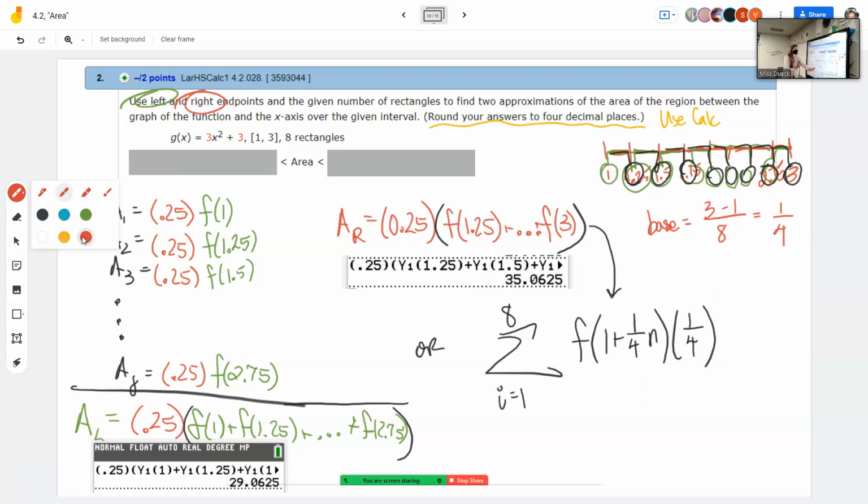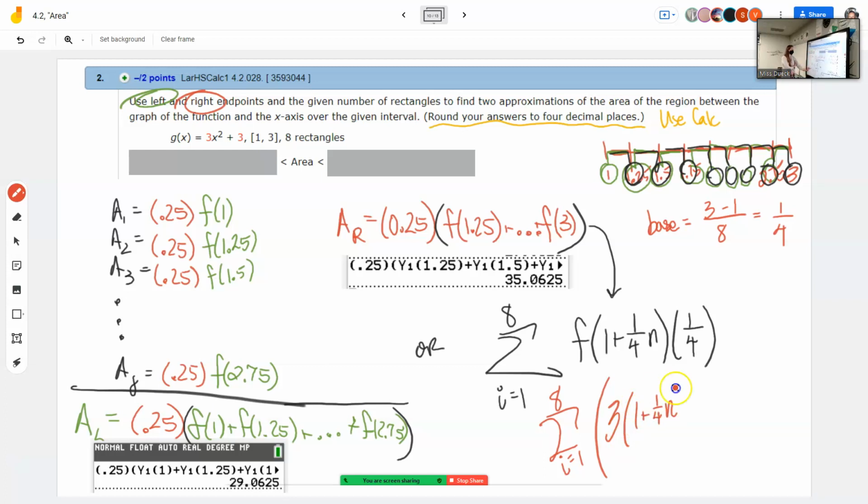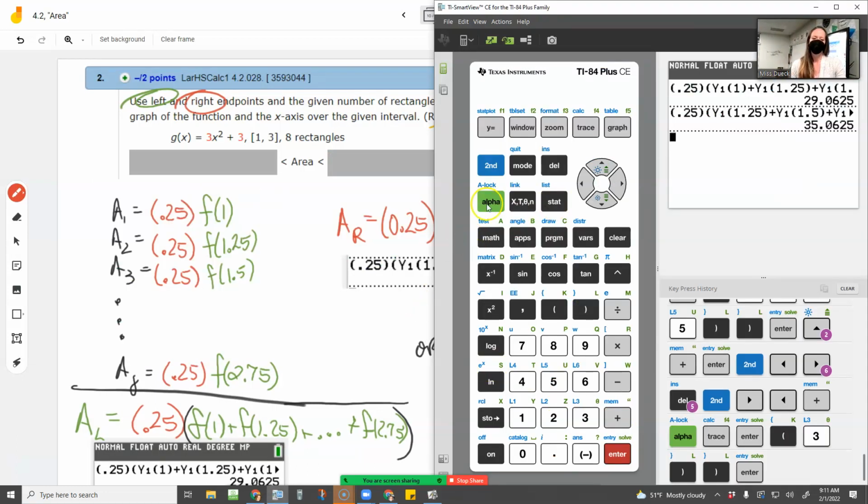So if you guys want to try your sigma, you could take all of this addition of 8 different y whatevers, and it would be i equals 1 to 8, how many rectangles, of 3 times, my x gets replaced with 1 plus 1/4 n, or 0.25 n, squared, because that is my 3x squared, plus 3 times 1/4. Before we go looking at what changes with 10 and 100 and 1,000, will this get us the same answer of 35.0625? Let's check it.